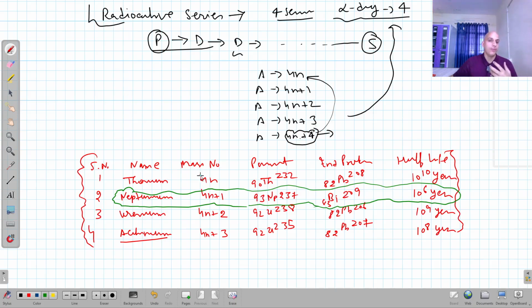We know the age of the universe, right? Around 15 billion, 10 raised to power 9 years. So this time is very large compared to this time. This time is not comparable. So that's why neptunium series members are not observed, right? We can say that this series' members have decayed completely and reached the stable end product. But series 1, 2, 3 are still active in nature and we can observe them. So this is about the four radioactive series.